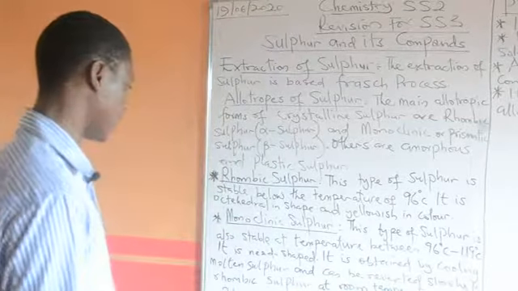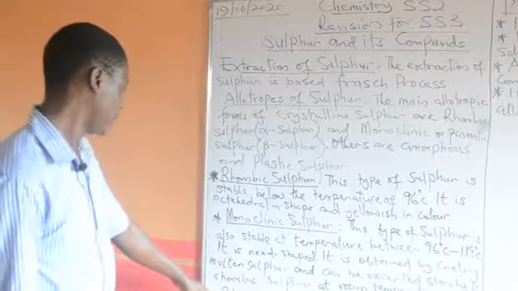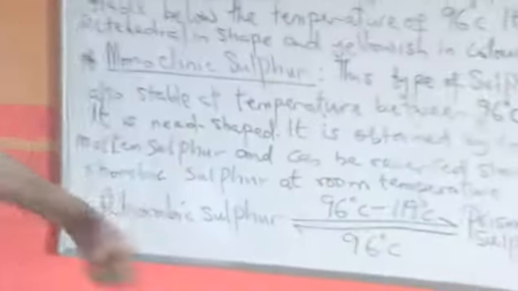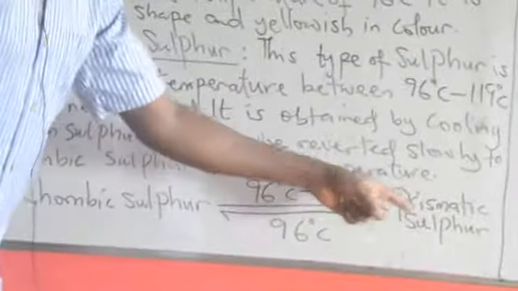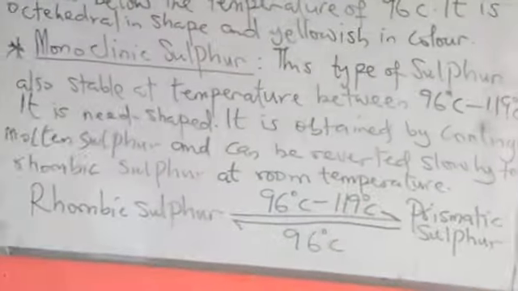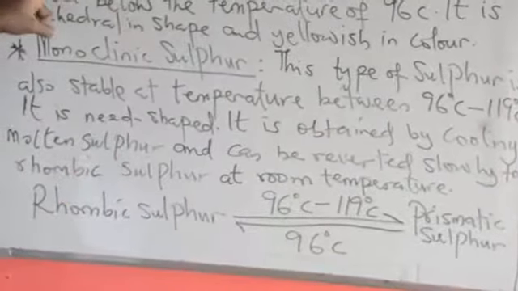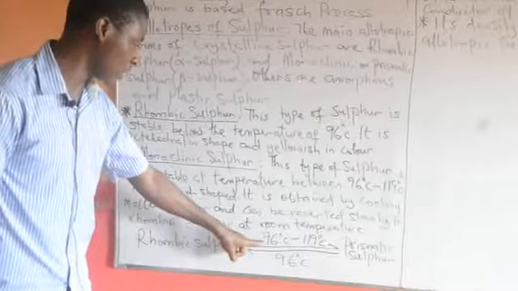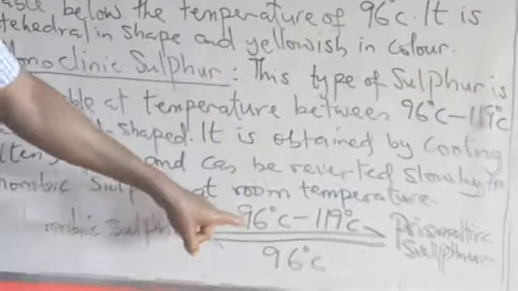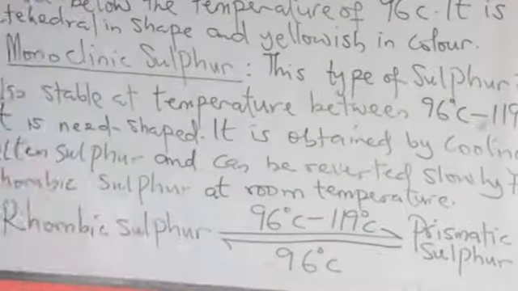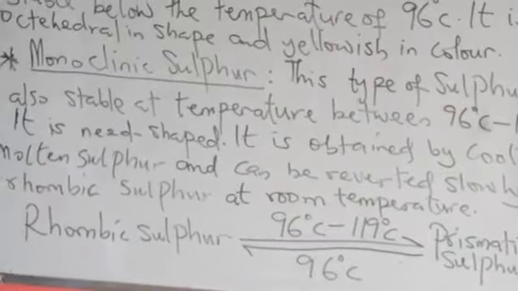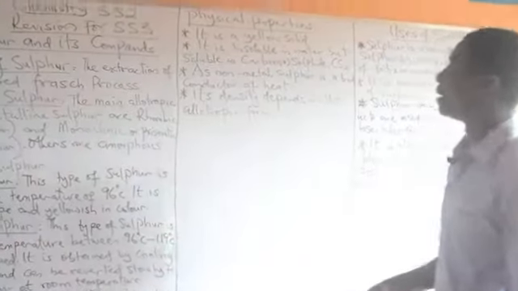stable. So now, from this part, this is the transformation of rhombic sulfur to prismatic or monoclinic sulfur, or rather, back again from monoclinic sulfur to rhombic sulfur. So this is the full summary of what happens between rhombic sulfur and monoclinic sulfur. Rhombic sulfur is very stable below 96 degrees, monoclinic is stable between 96 and 119 degrees Celsius. While coming back, you have the return at 96 degrees Celsius.